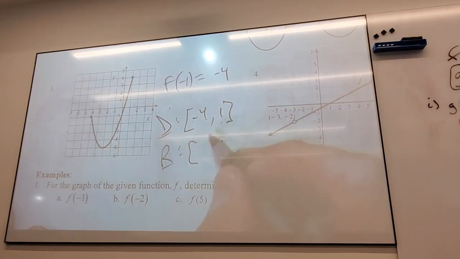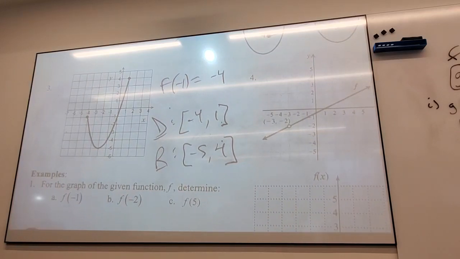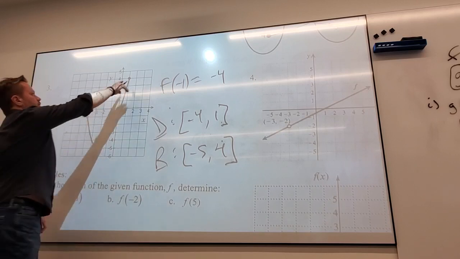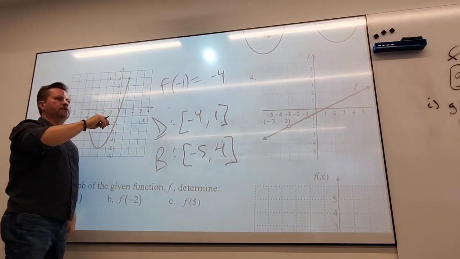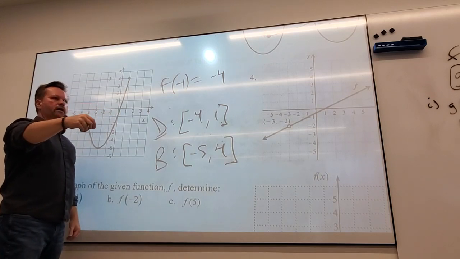What did I just say? -5 up to 4. When you say open circles, what are you referring to? Do you see how that's closed? Filled in? If that had been open, not filled in, that would mean I'm not including that.